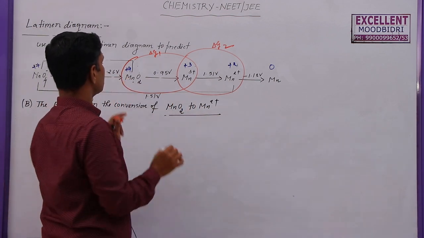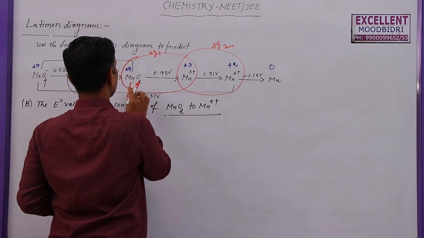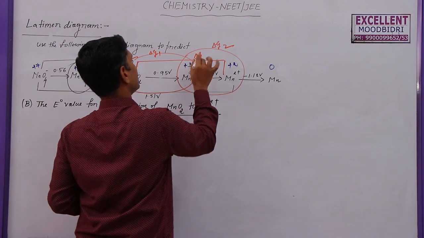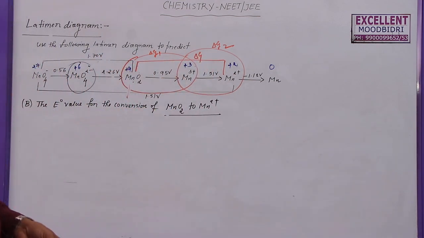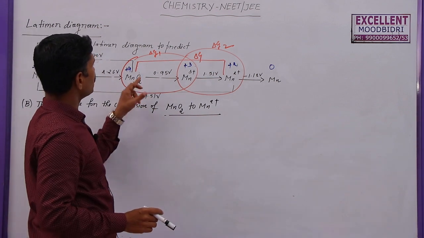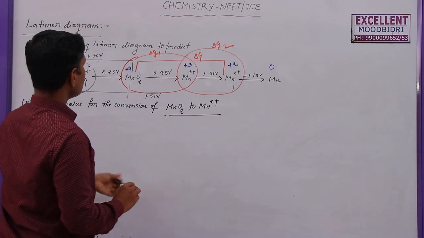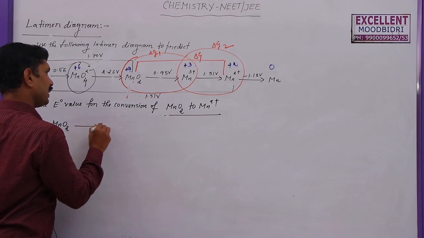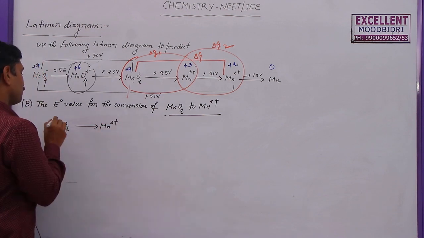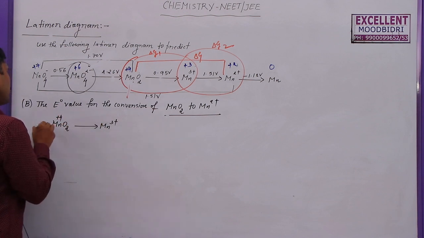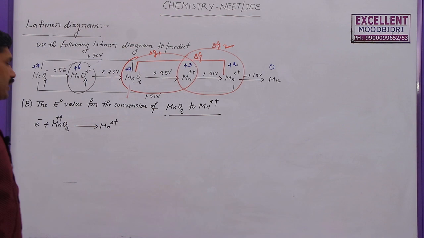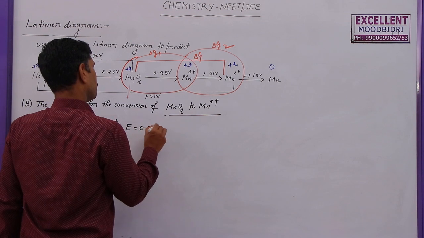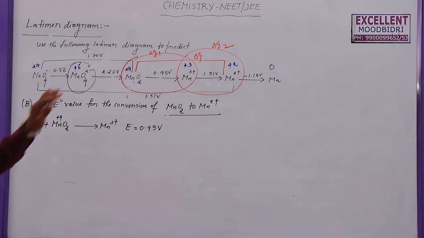The sum of these, the conversion from here to here, is taken as delta G3, delta G, taken as standard. So first of all I write separate equations, delta G1 and delta G2. So delta G1: MnO2 to Mn3+, so plus 4 to plus 3 oxidation state, so 1 electron you can add here, the equation gets balanced. So E° is given as 0.95 volt.